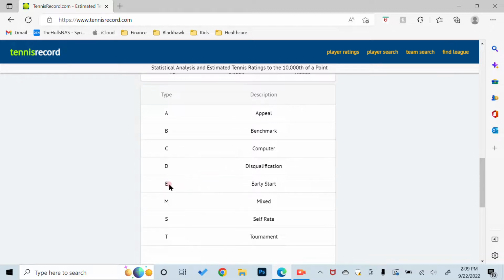Early start, I've also never seen this. Apparently there's some leagues that you can join before the official season starts. That's what those are. Mixed, you will see this. So mixed is male-female.